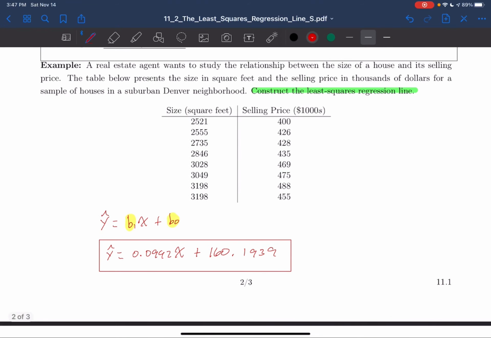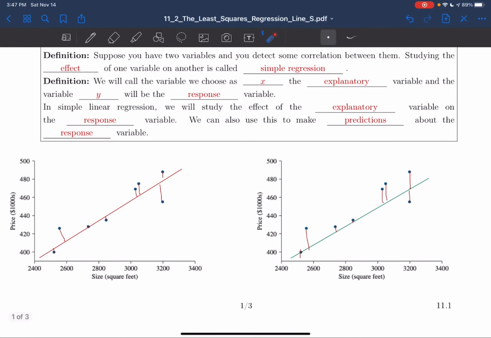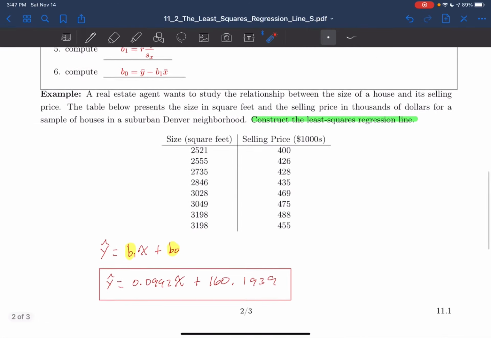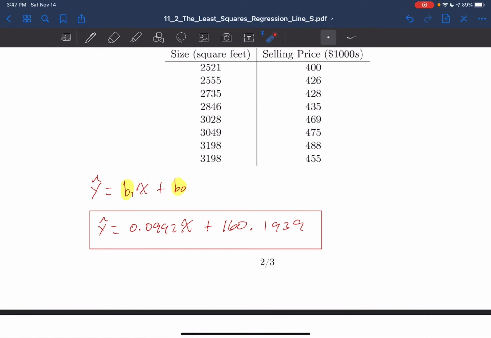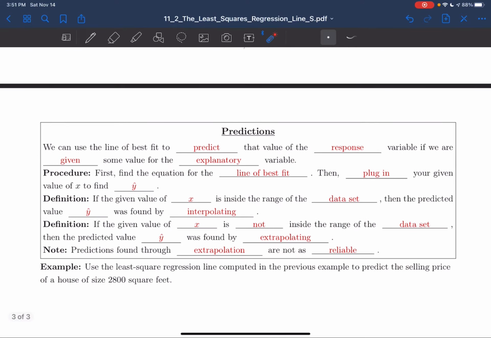So what this means is that if we plot this line into our data here, we're going to actually make the best fit line, the one with the least amount of error. Cool. So this is important because with this equation, we can actually make some predictions.